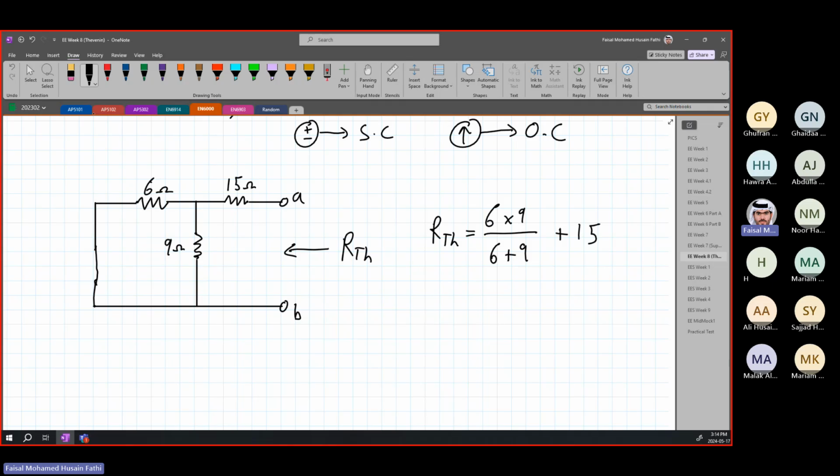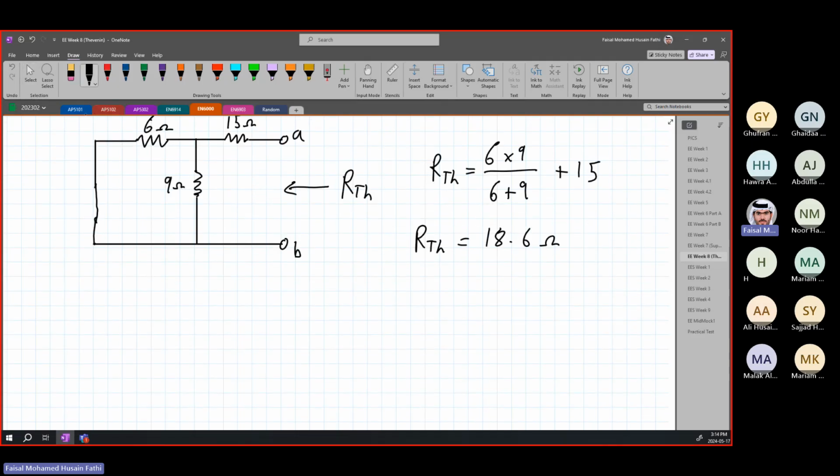This is our very first step. We find our R Thevenin. So R Thevenin is going to be equal to 6 times 9 divided by 6 plus 9, plus 15, which is going to be 18.6 ohms. All right. So this was our first step. We found our R Thevenin. Second step, step 2.